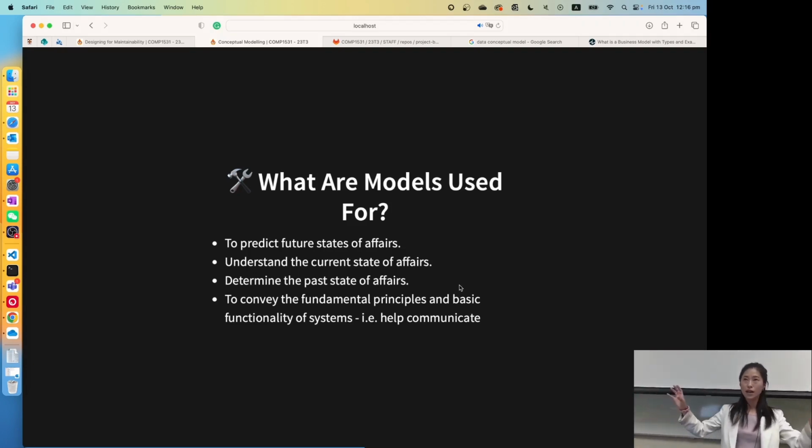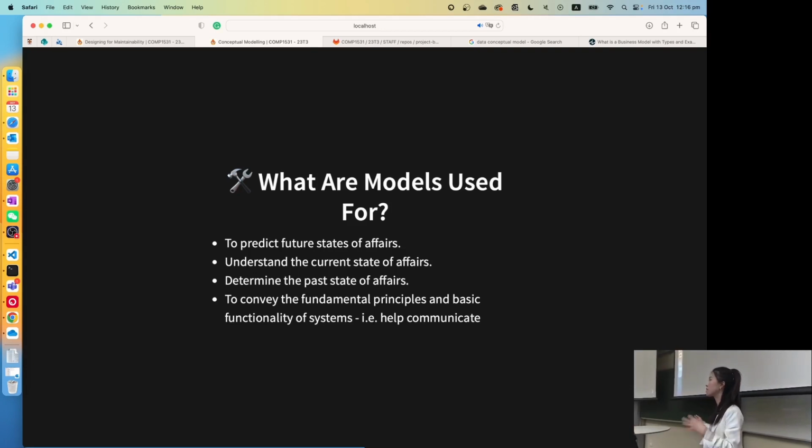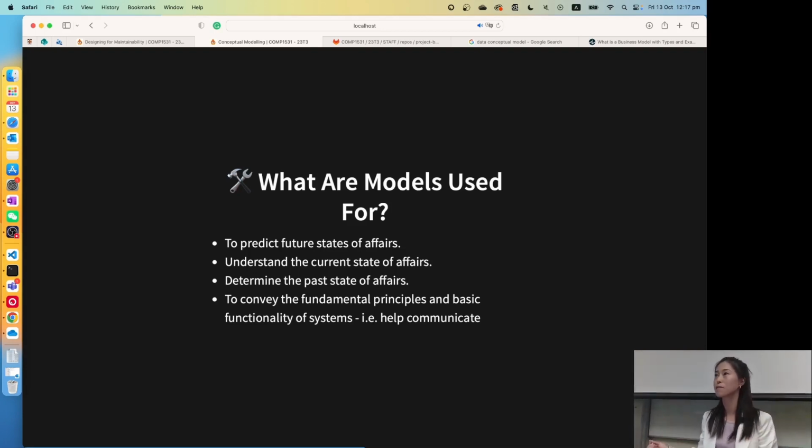When we have a model of the different states of your software and the workflow of your software, we know what will happen and what has happened before this slide. And it can also convey the fundamental principles and basic functionality of the system. So you do not need to read each line of your code, but with a conceptual model, you can communicate your software to other people, maybe in your group, maybe not in your group. So you can introduce what your software does with a conceptual model, but you do not need to read each line of your code to that person. So it's easy for communication.